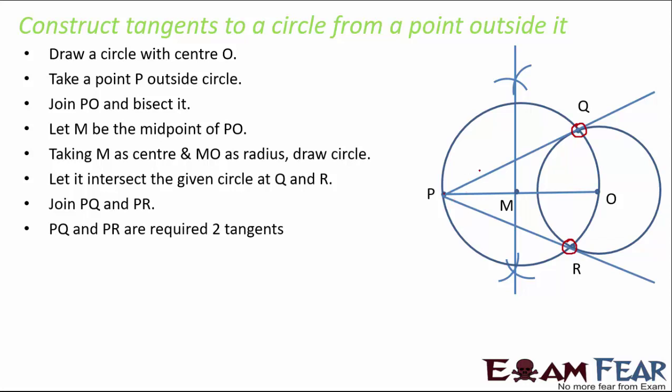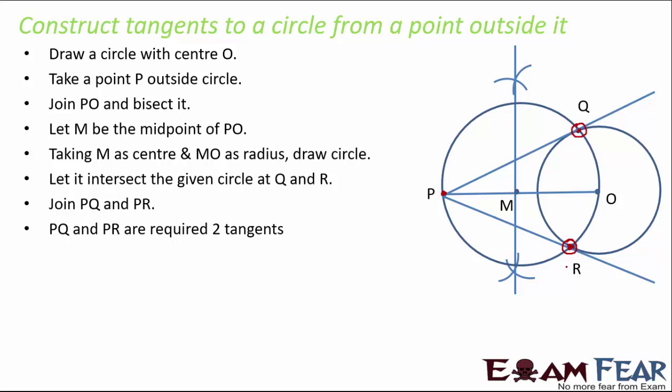So why did we do so much complication? Since P was a point from where we wanted to draw these 2 tangents, what we wanted was these 2 tangents should touch the circle exactly at a point. At the same time, based on a theorem, we also know that tangents drawn from an external point are equal in length. That is, PQ is equal to PR.